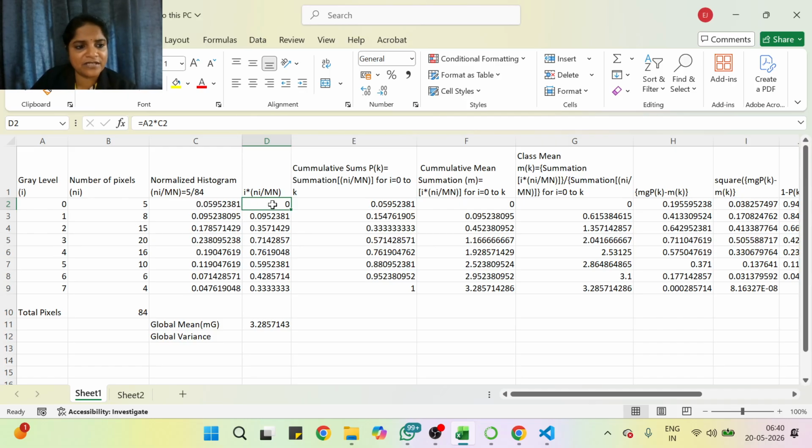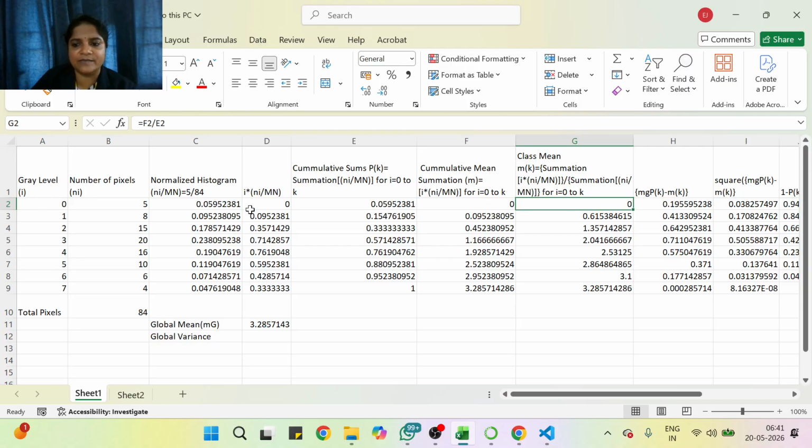0 into 0.05 is 0. 1 into 0.09 is 0.09. 2 into 0.17 is 0.35. 3 into 0.2 is 0.7. So I into Ni by Mn I have calculated here. So this is class mean. For 0, it is going to be 0 as such. And this is the class mean for k is equal to 1. This is the class mean for k is equal to 2. This is the class mean for k is equal to 3, and so on and so forth.